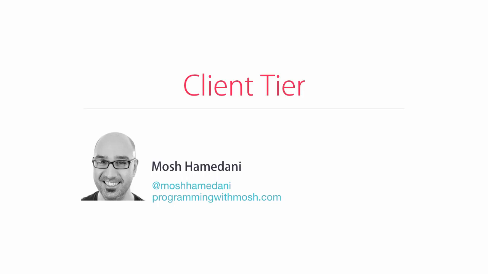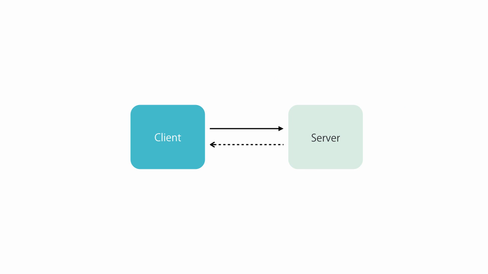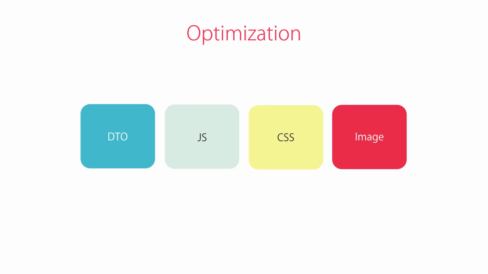Okay, we got to the optimizations for the client tier. The optimizations we apply in this tier are based on two simple principles. We have the client and the server. Since these machines are located in different geographical areas, we should reduce the number of requests from the client to the server and also the size of the response. So we can apply this principle in various areas.